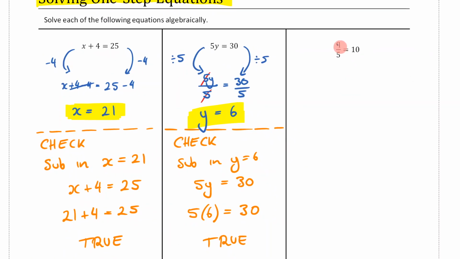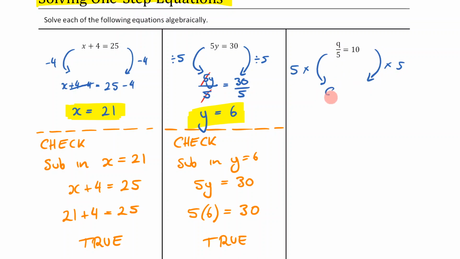This one, we've got q divided by 5 is equal to 10. Again, what we want to do here is our opposite operation. So q divided by 5. We want to undo that division. To undo it, we're going to multiply both sides by 5.